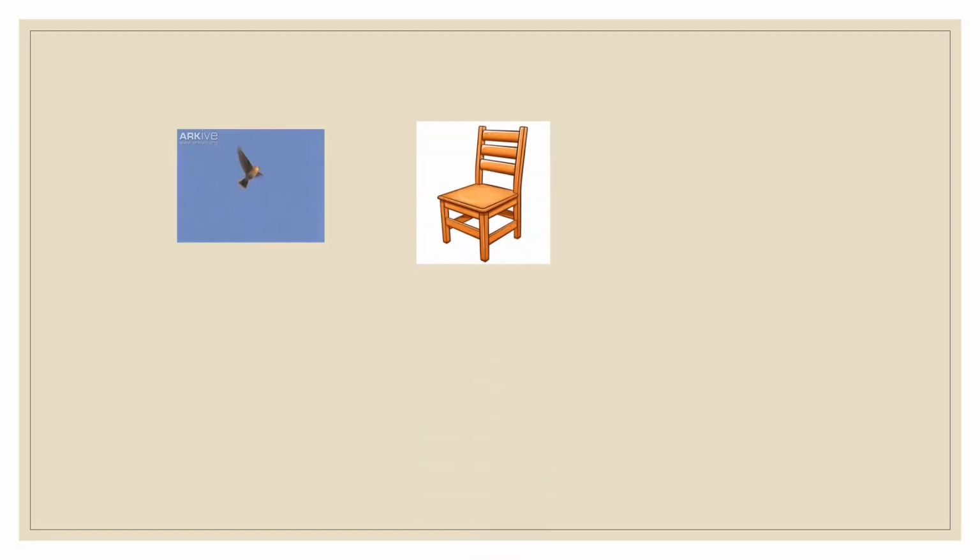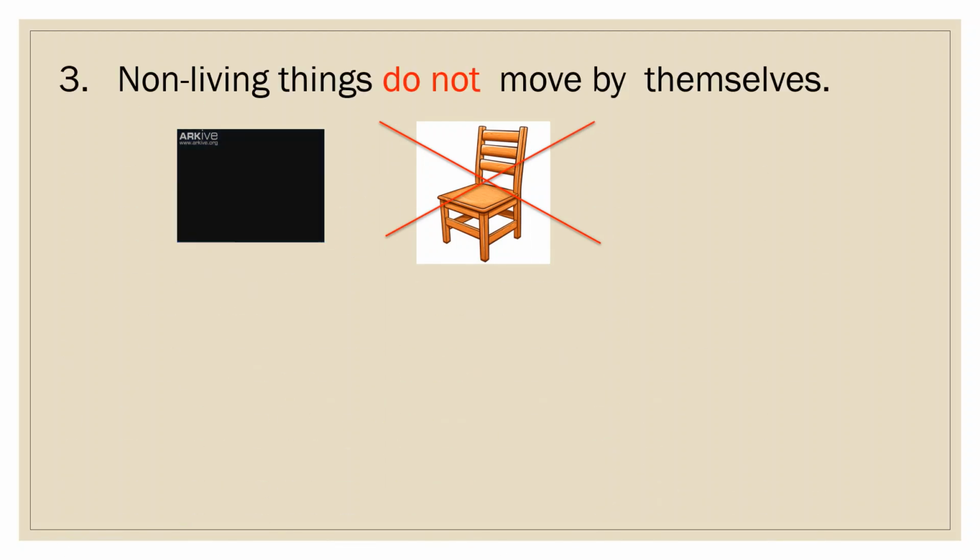Next, observe the picture, children. Here, the bird is flying in the sky. Flying represents movement. Now, can you tell me, does the chair move from one place to another? No, the chair cannot move unless we move the chair because chair is a non-living thing and non-living things do not move by themselves.